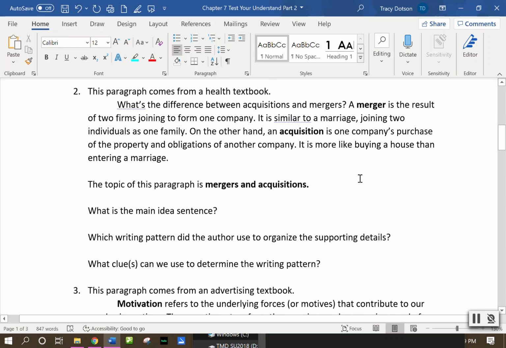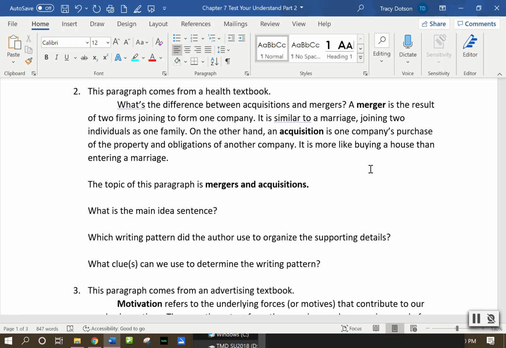All right, number 2, it comes from a health textbook. What's the difference between acquisitions and mergers? A merger is the result of two firms joining to form one company. It is similar to a marriage joining two individuals as one family. On the other hand, an acquisition is one company's purchase of the property and obligations of another company. It is more like buying a house than entering a marriage.